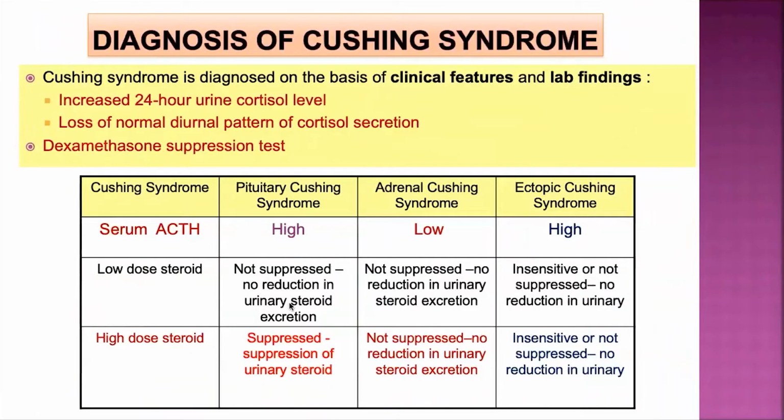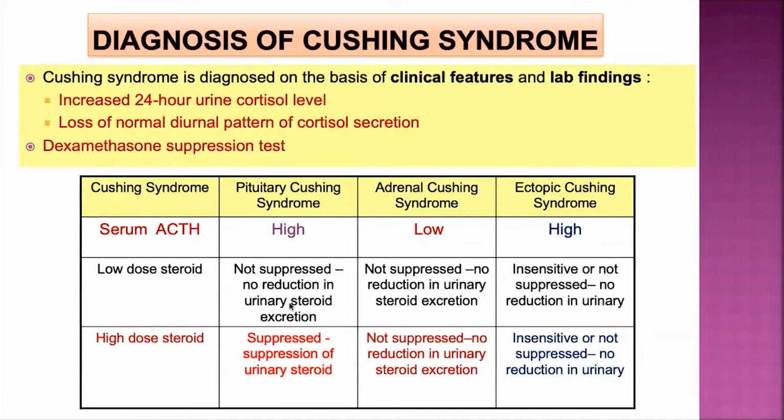And then how do we diagnose Cushing syndrome? Usually we need to do the 24-hour urine cortisol level to see the level of the cortisol. Of course, there will be loss of the normal diurnal pattern of the cortisol secretion. Another test we need to do is the dexamethasone suppression test.